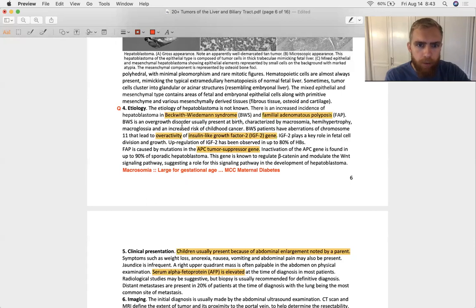And this Beckwith-Wiedemann is also characterized by macrosomia because it's a stem cell overproliferation. If it happens all over your body, you know, you're going to have a big baby, and that's what macrosomia means, a big baby. And I bring that up to remind you that the most common cause for macrosomia is gestational diabetes. When mom's got diabetes, well, then the baby is just getting sugar, sugar, sugar, because mom doesn't have enough insulin to take all the sugar for herself. So baby's just allowed free reign to grow.